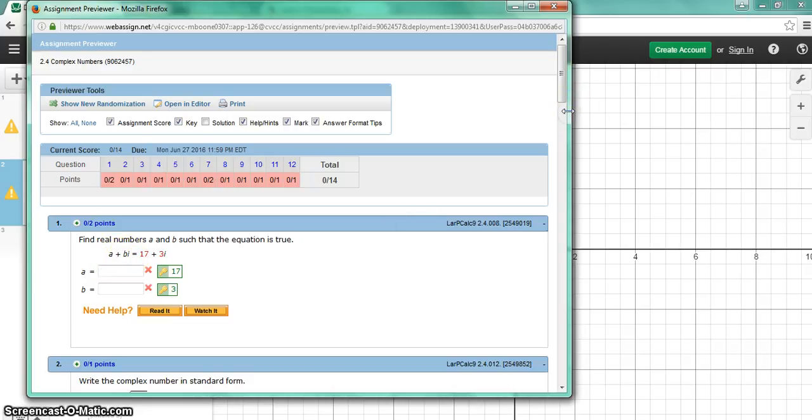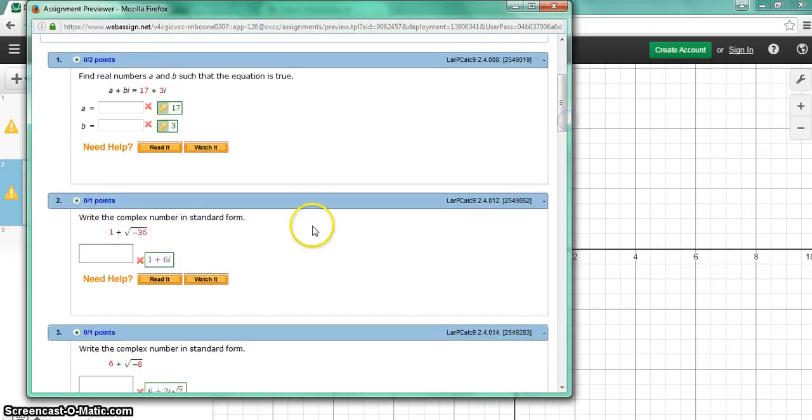So looking at number 2, in standard form would be a plus bi. So we have our real part and the square root of 36. Square root of 36 is 6, and then the square root of negative 1 is i. So we have 1 plus 6i.